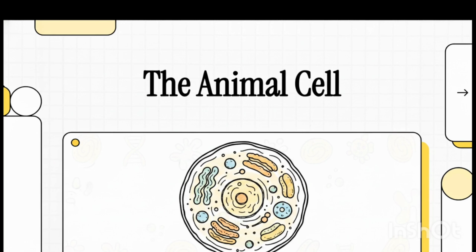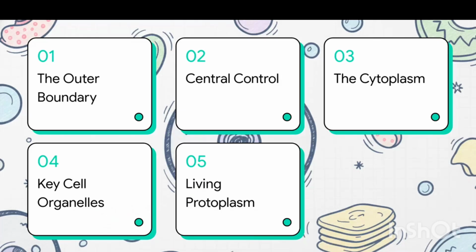We're going to break down its structure step by step and explore this incredible hidden world inside every single one of us. Our journey today is basically an outside-in, microscopic map. We'll start with number 1, the cell's outer boundary, then we'll move inward to 2, the central control or the nucleus. After that, we'll explore 3, the cytoplasmic environment, identify 4, key cell organelles, and finish up the whole thing with 5, the living material, protoplasm.